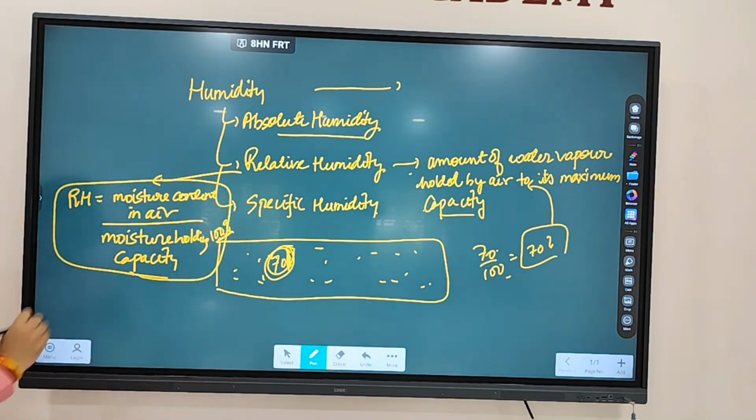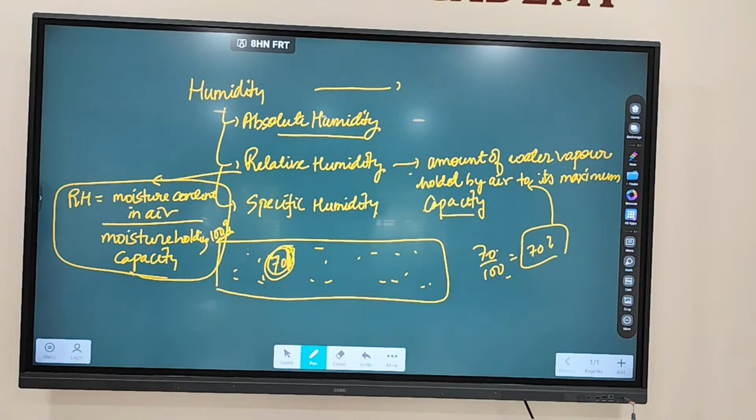So this is how we try to find the relative humidity: the moisture content currently in the air divided by the maximum moisture holding capacity it will have. This is how we calculate relative humidity.